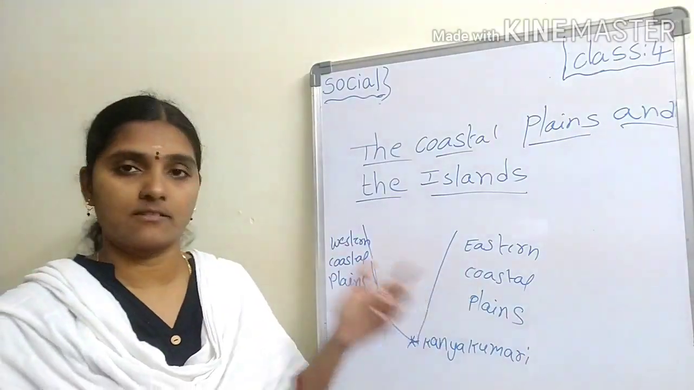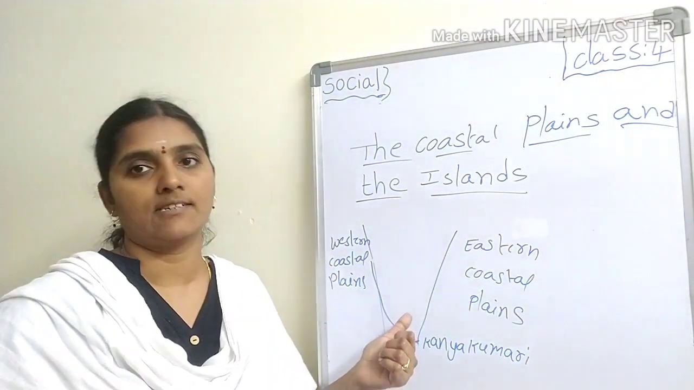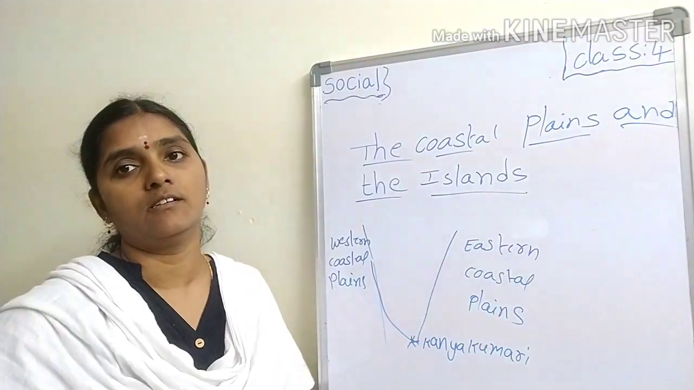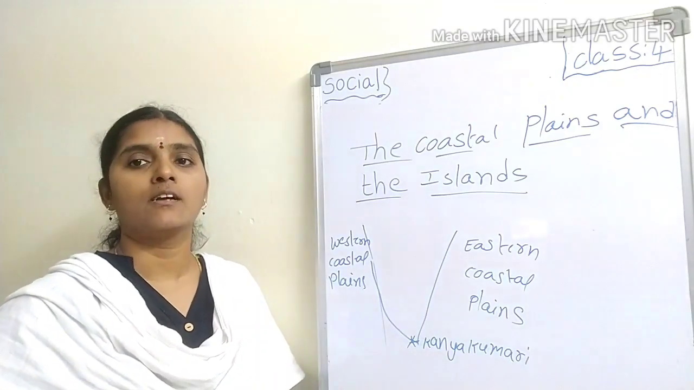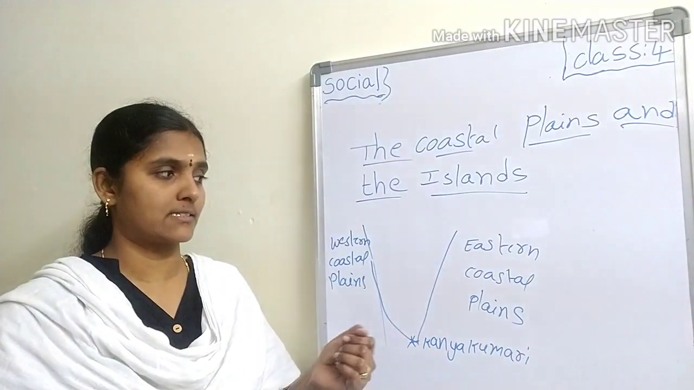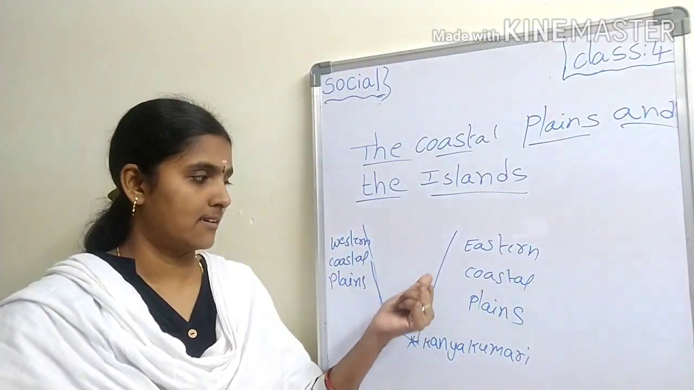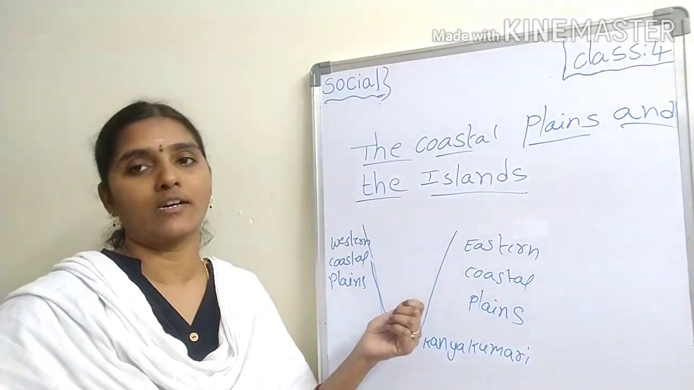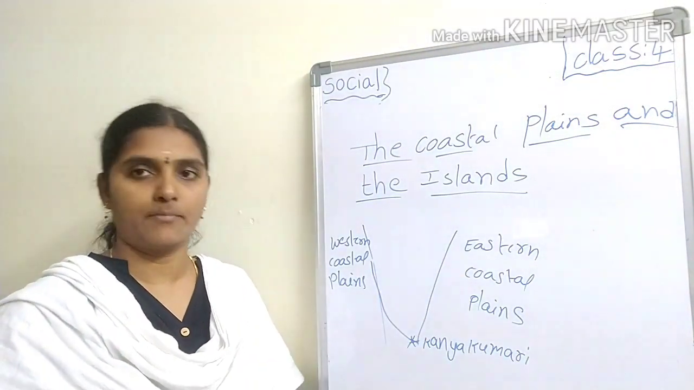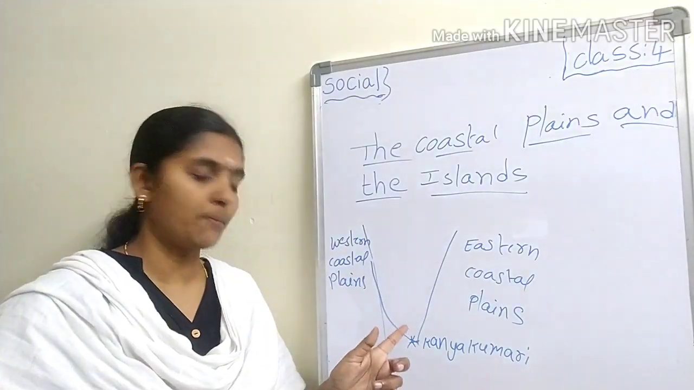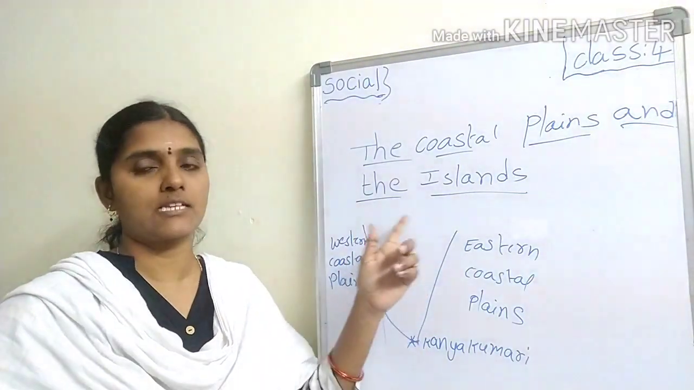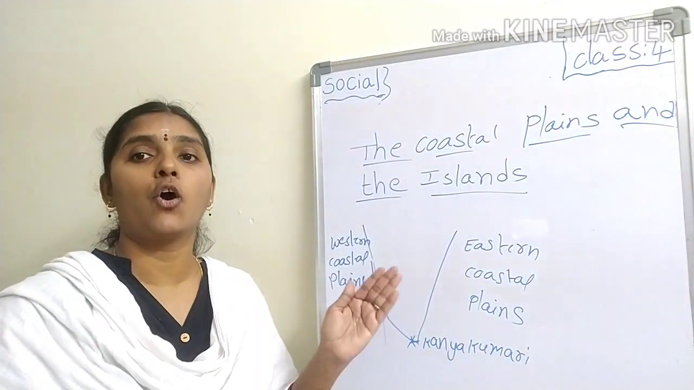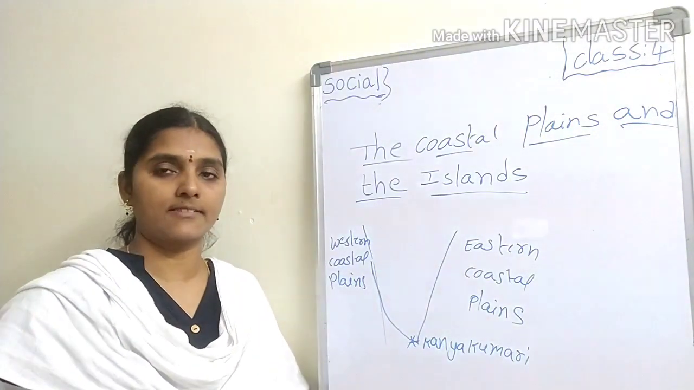It lies between the Eastern Ghats and the Bay of Bengal. Tamil Nadu, Puducherry, Andhra Pradesh, Orissa and West Bengal lie along the eastern coastal plains.